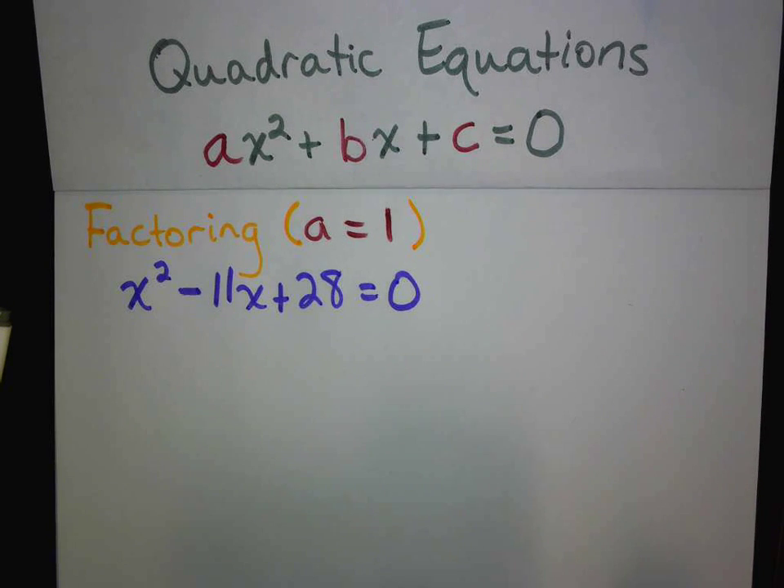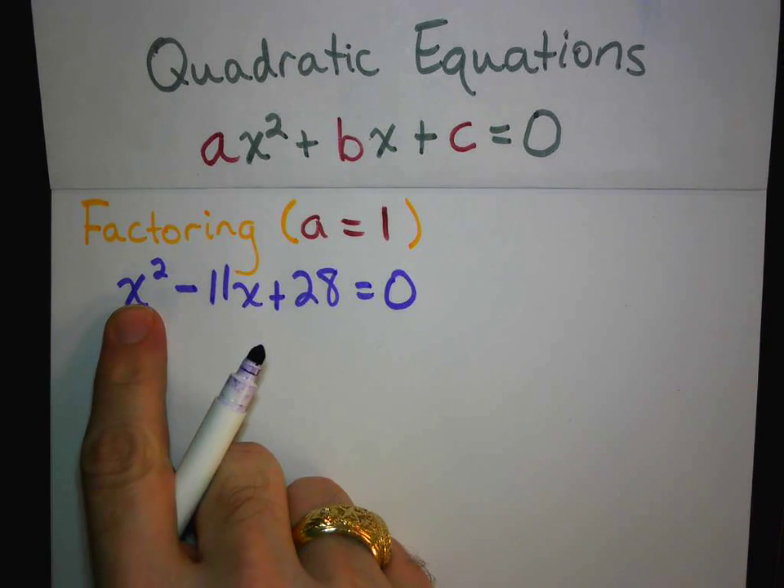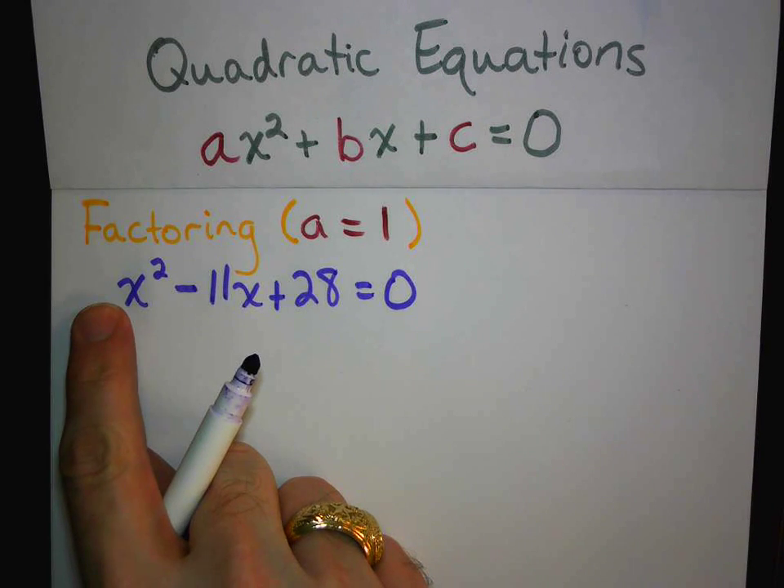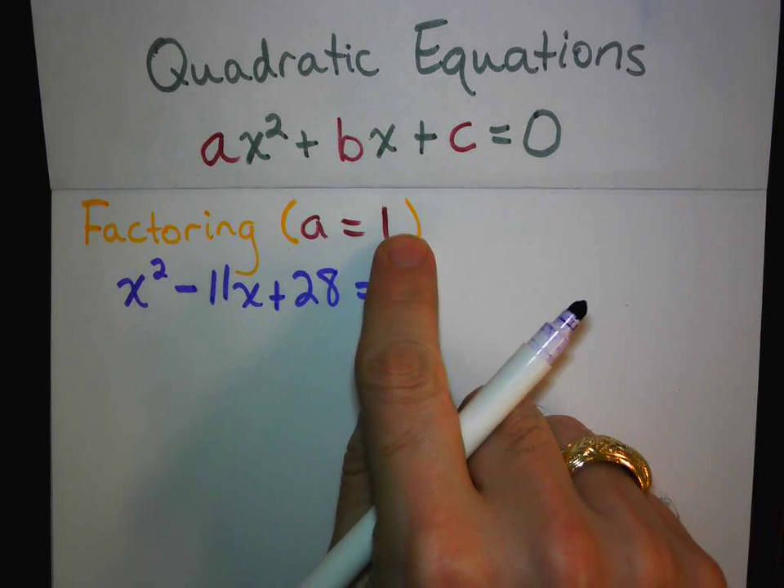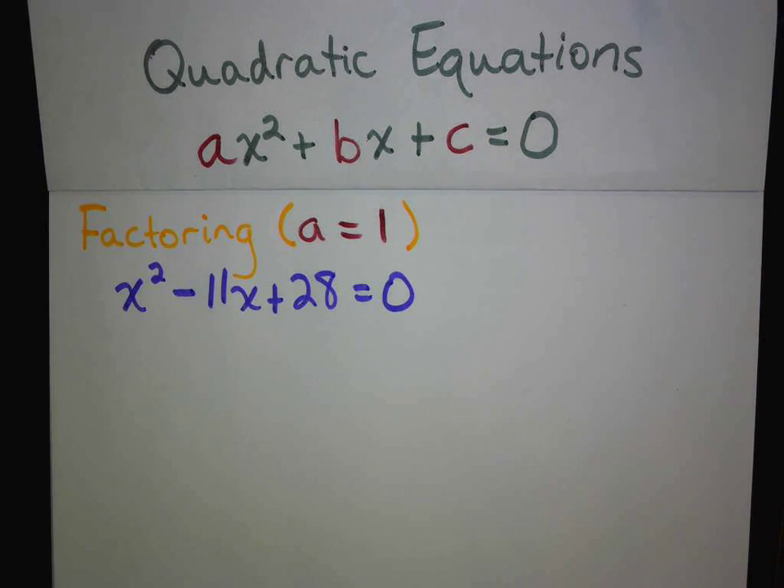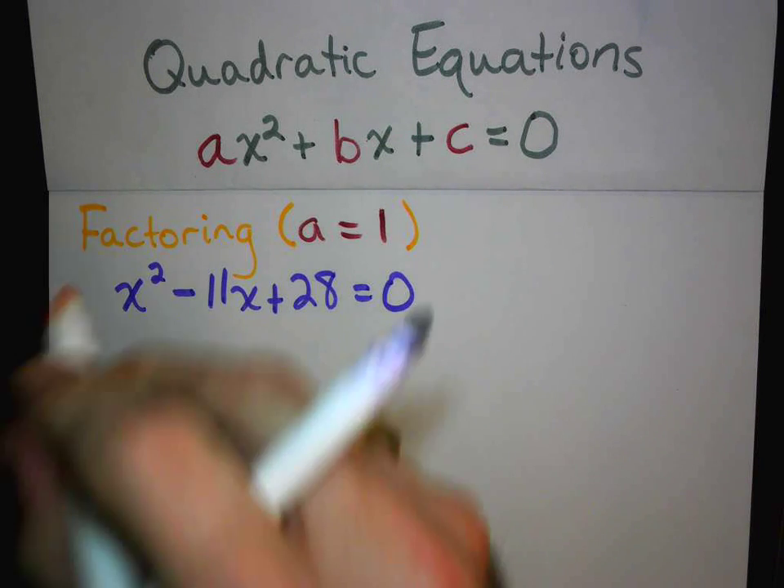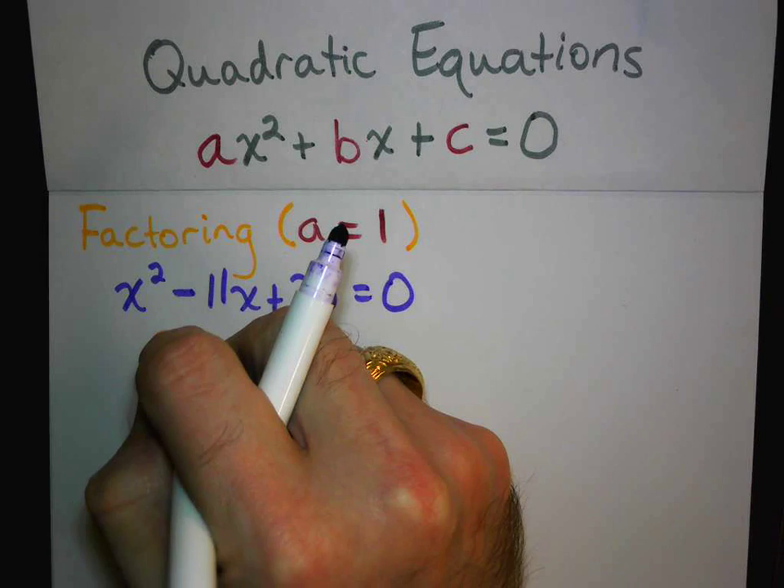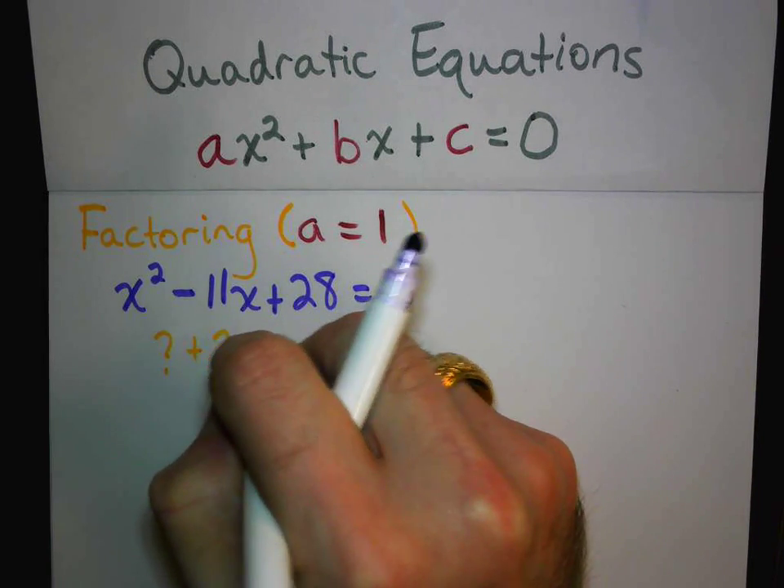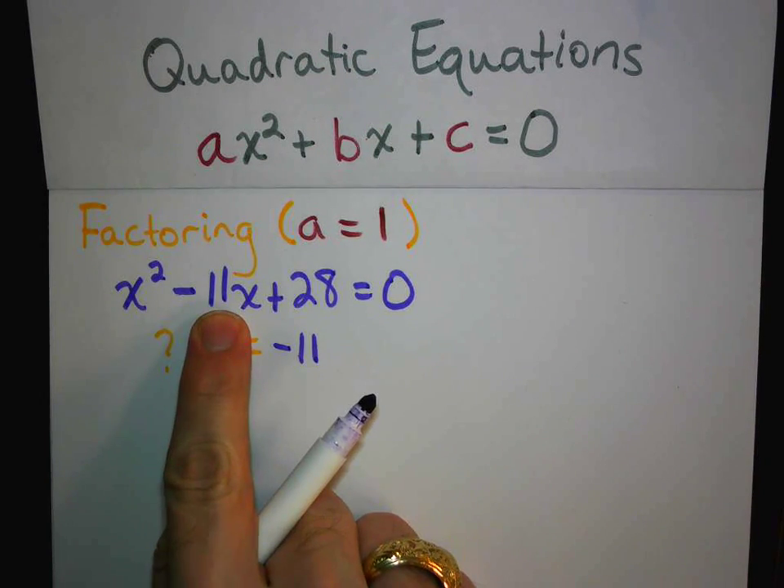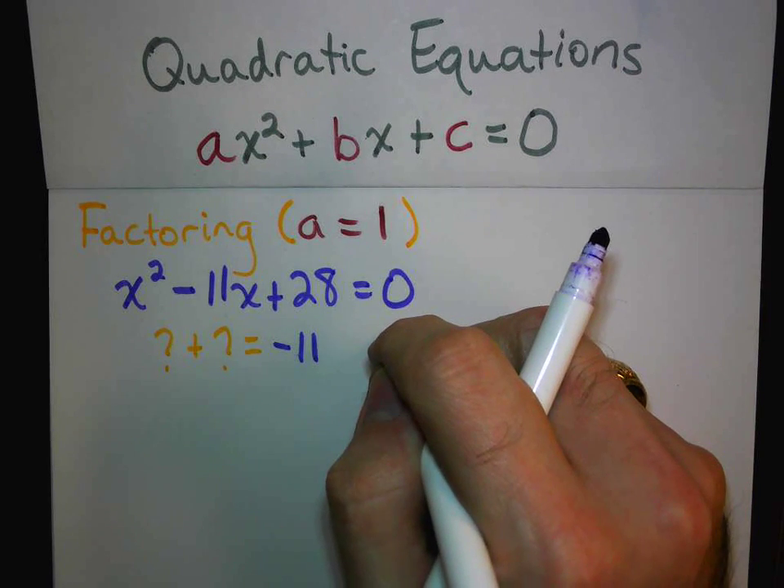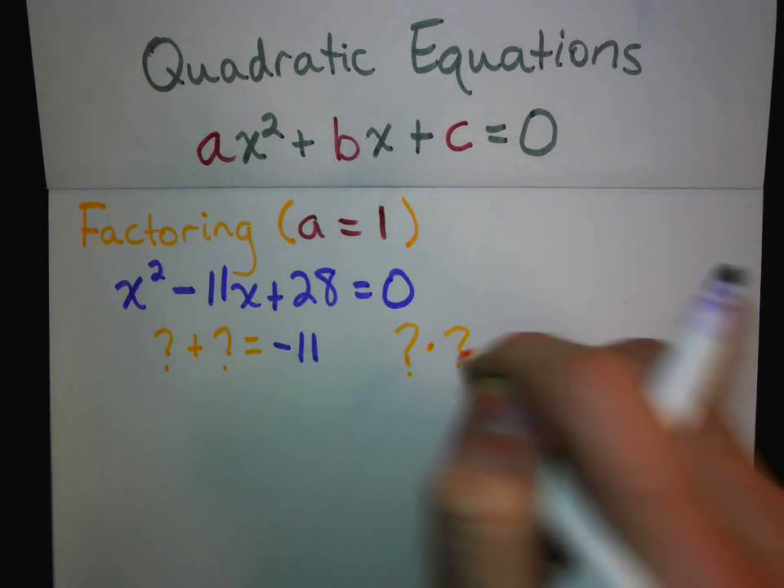Now you can see that even though we don't write it there, a is 1. The number in front of x squared is 1, and so we don't actually write it. When we're factoring and a is equal to 1, what we're looking for are two numbers that add up to negative 11. So what plus what equals negative 11. They need to add up to whatever b is, and they need to multiply to make c.